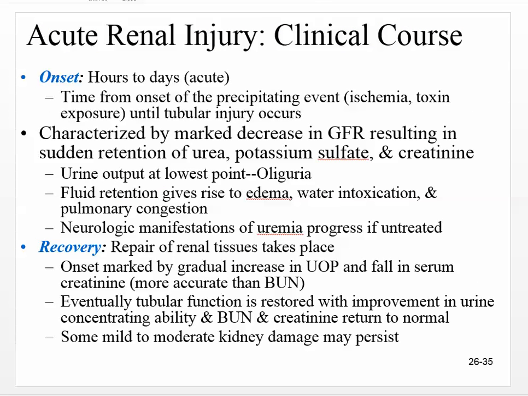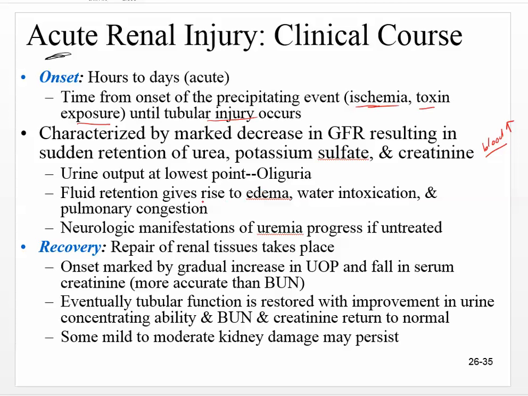So the clinical course of acute renal injury. Onset, we're talking about acute, so hours to days. This is the time from onset of the precipitating event, whether ischemia or toxin exposure, until tubular injury occurs. It's characterized by a marked decrease in GFR, resulting in sudden retention of urea, potassium, sulfate, and creatinine in the blood. So that means your blood levels are going to increase.